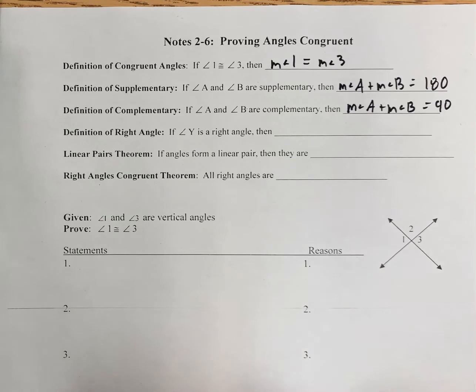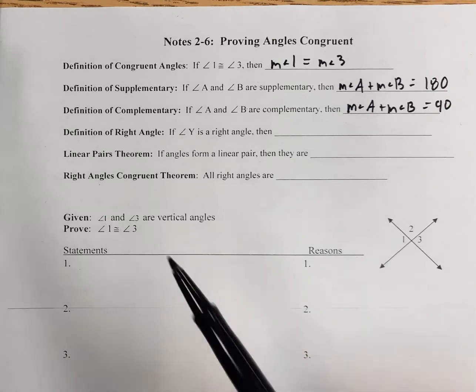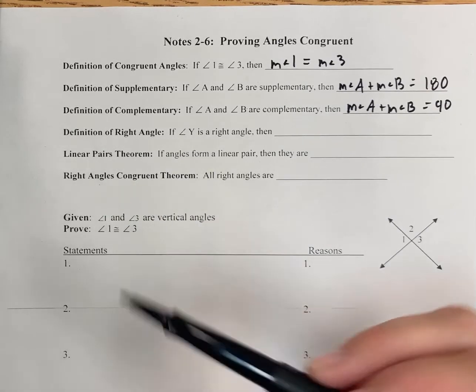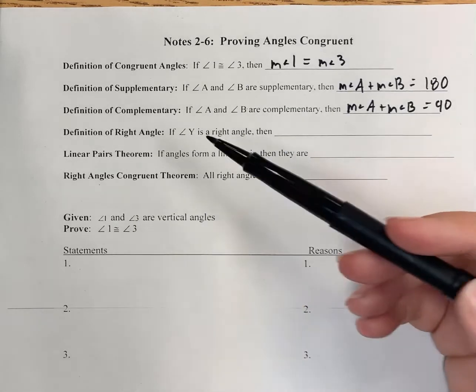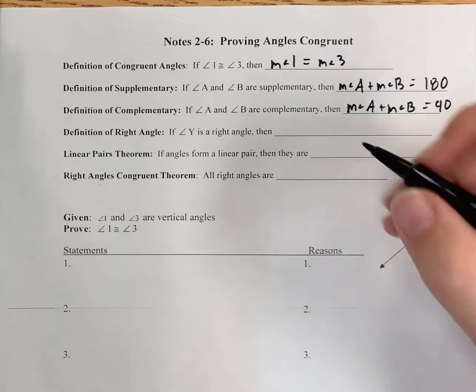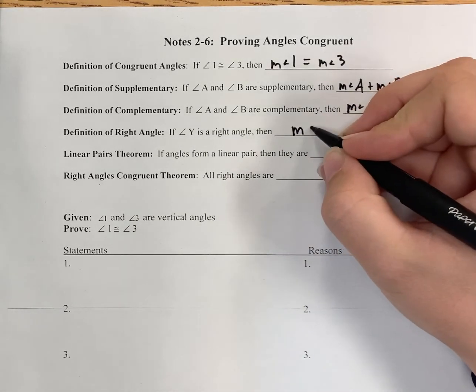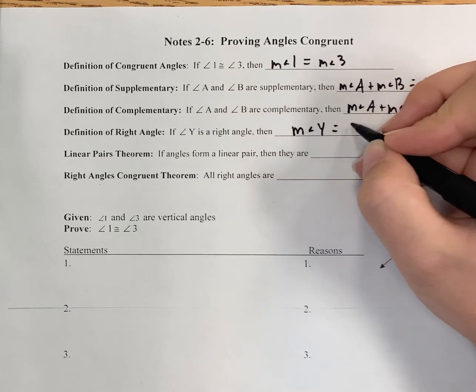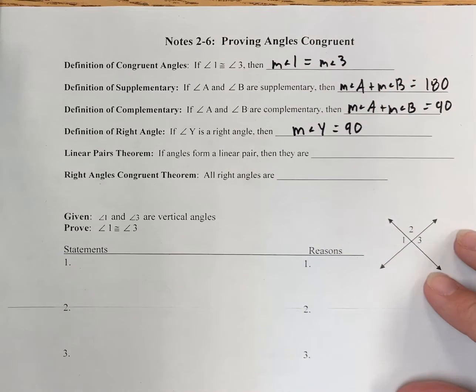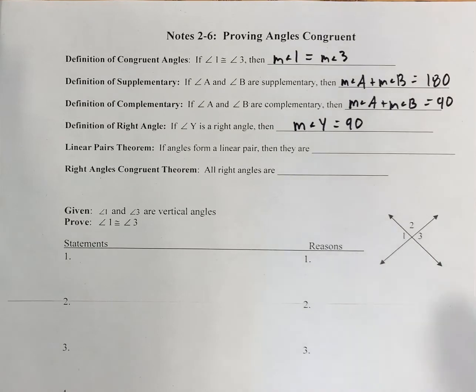Next definition, before we get into our 2 theorems here, says the definition of a right angle would basically tell us if angle Y is a right angle, then we can say the measure of angle Y is 90. Okay, so those are just some kind of refreshers on definitions and what exactly they mean in context.